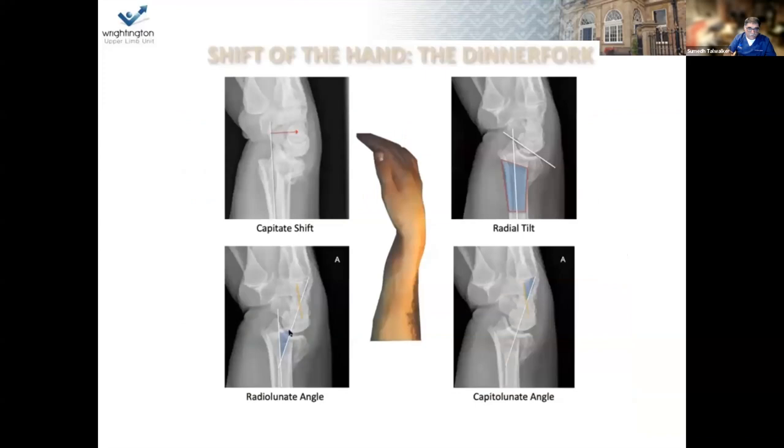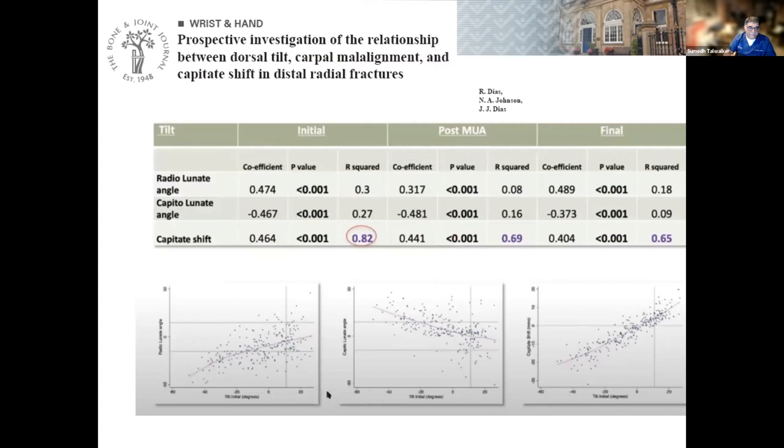Now we know that the diagnostic sign of a distal radial fracture is the dinner fork deformity. So it's useful to know what the surrogate measures of this could be. And these essentially relate to the various indices that are associated with the carpal bone. So you have the carpal capitate shift and so on. But how do these measure against the actual dorsal tilt? And when you compare these, what you find is that once again, you have one winner, which is, it's always useful to have this because you can focus the literature on that, and that is the capitate shift.